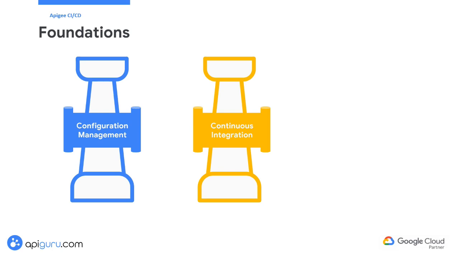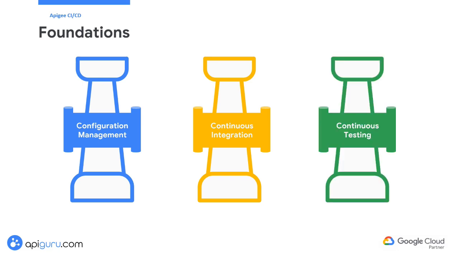Continuous integration involves frequently merging code changes into a shared repository, supported by automated builds and tests that help identify issues early in development. Continuous testing automates testing throughout the pipeline, validating functionality and quality with every code change. Together, these practices streamline the development workflow, significantly enhancing speed, reliability, and overall software quality.